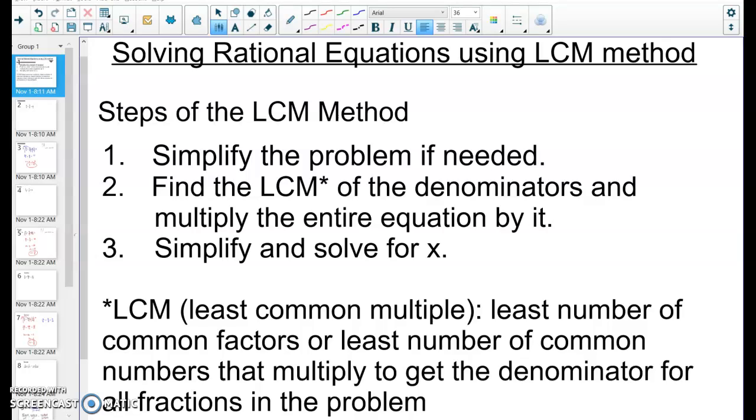So the steps are: simplify the problem if needed. So if there's any way that we can cancel or factor out stuff, we're going to try to do that first. Then you need to find your least common multiple, and you need to multiply the entire equation by your least common multiple. Our goal for this one is to get rid of fractions when we're solving for x. So we're going to multiply everything by our least common multiple, and then we'll simplify and we'll solve for x.